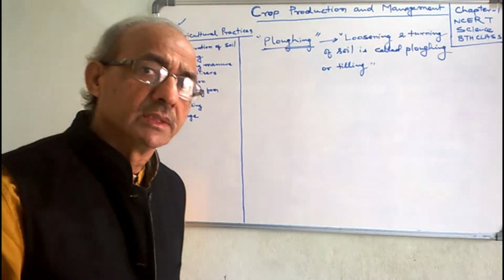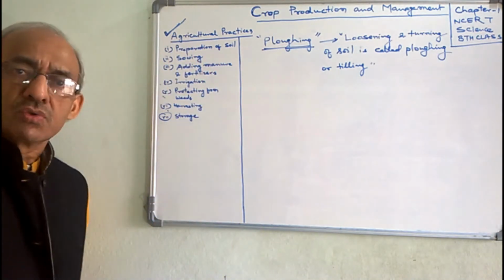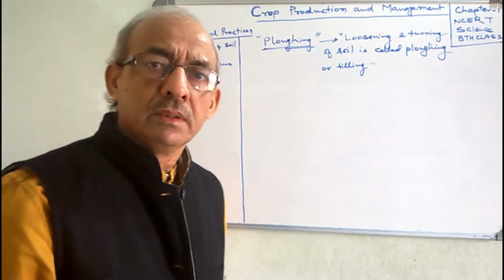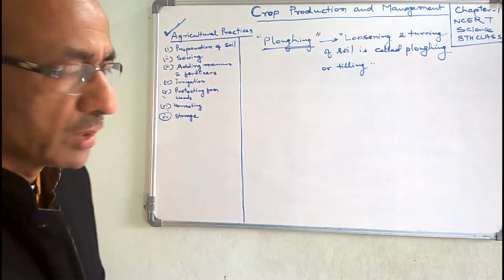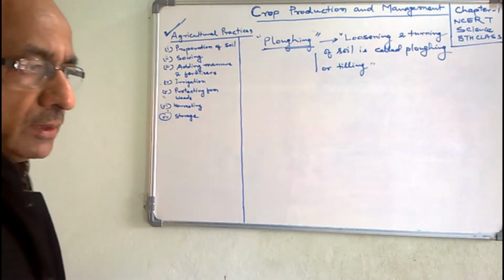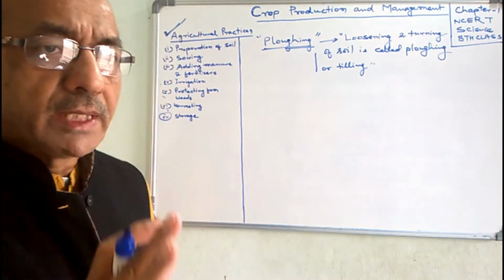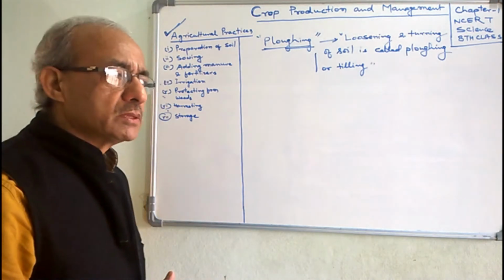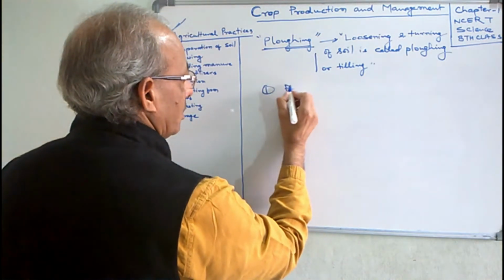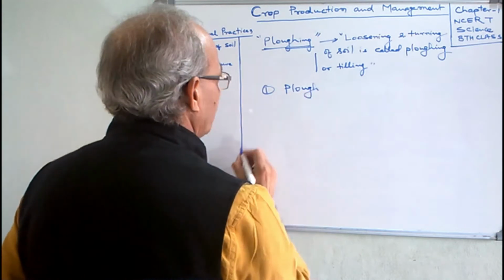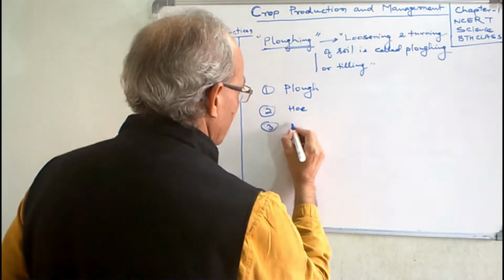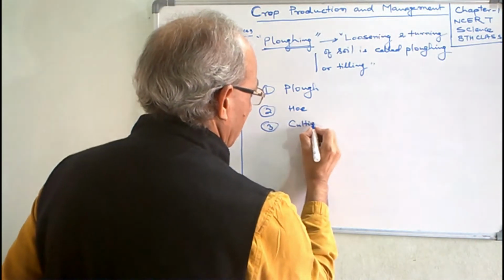Ploughing is the method by which soil is prepared before growing the crop. We have seen this in the previous second session particularly. For ploughing, there are three types of agricultural implements which are used in our country. First implement is plough. Second is hoe. Third is cultivators.